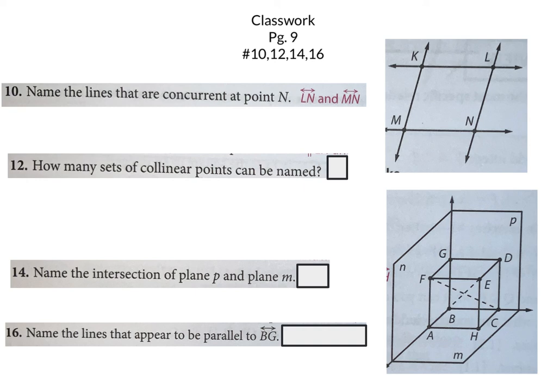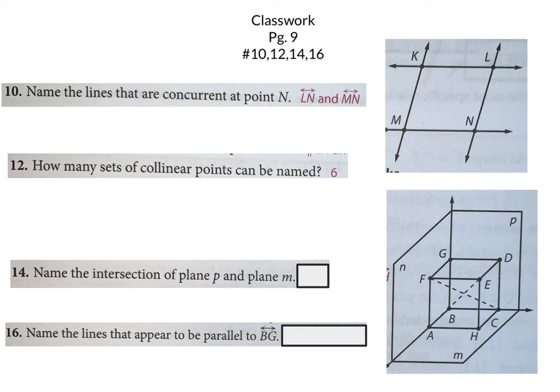How many sets of collinear points can be named? 6. Yep, 6 sets. You can just walk around. Collinear means on the same line, right? On the same line. All right? And don't forget there are lines going through there that you may not see too, by the way.